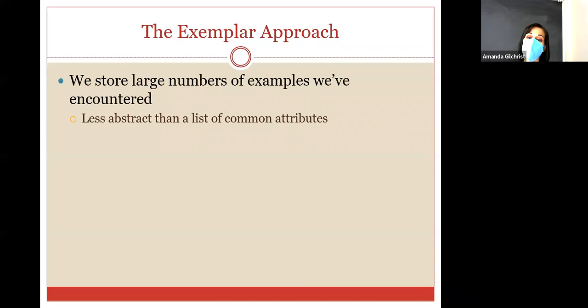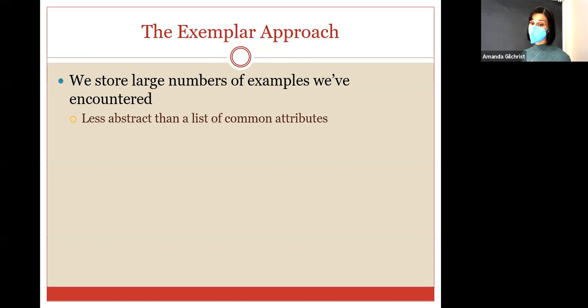So we store large numbers of different examples that we've encountered. The prototype approach basically says you take a list of attributes, but I don't think that that's how most people work. I don't judge whether or not something is a dog based on a list of attributes. I judge whether a dog is typical by comparing it to other examples of dogs that I have seen. Odds are pretty good this is how you judge whether something is a dog as well. You look at other examples that you've experienced.